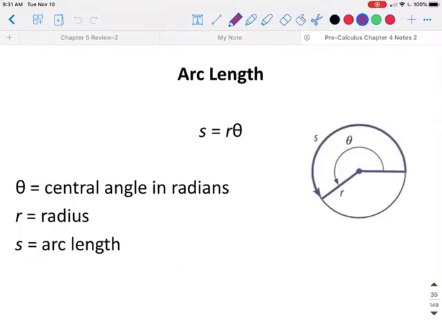Arc length is the length on a circle that is defined by a specific angle. So this would be an arc length. It's the part of the circumference of a circle for only part of the entire circle. To find the arc length, you take your central angle, which needs to be written in radians, and multiply it by the radius of your circle.